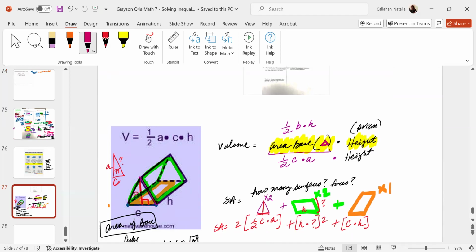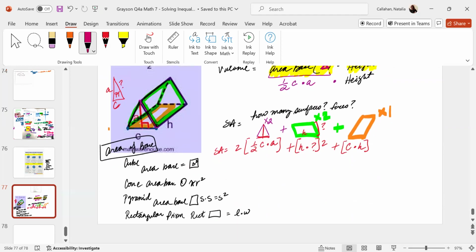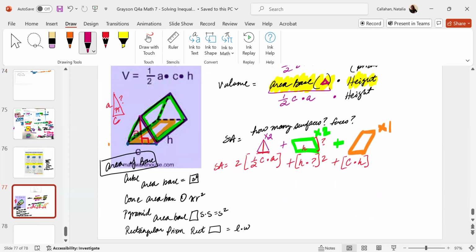Right. Why is the area of the base of a triangular prism a triangle? I don't know, because it's a triangular prism. I mean, did we not talk about this? Did we talk about this? Just like I said, the area of the base of a cube is a what now? A square? The area of the base of a cone is what now? A circle? The area of the base of a pyramid is what now? A square? The area of a rectangular prism is a rectangle. Do you understand that?